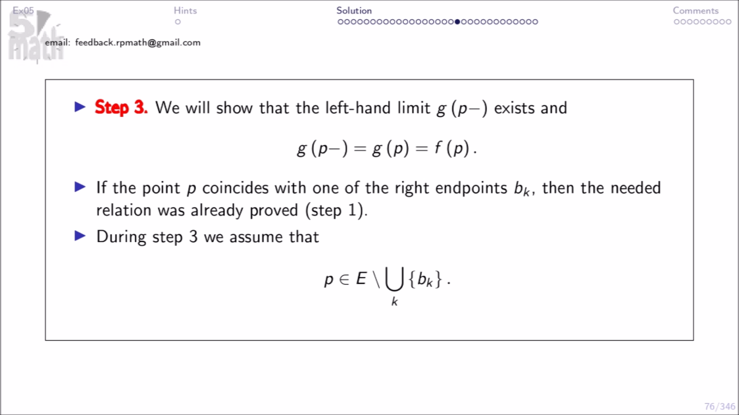Step 3. We will show that the left-hand limit g(p-) exists and the following. If the point p coincides with one of the right endpoints b_k, then the needed relation was already proved in Step 1. During Step 3, we assume that this.